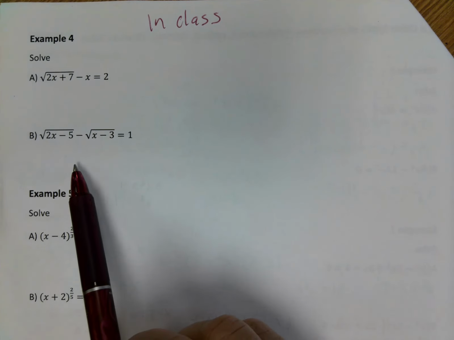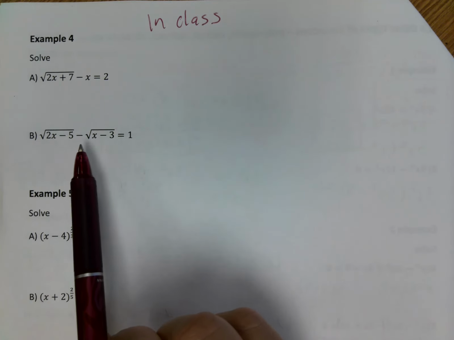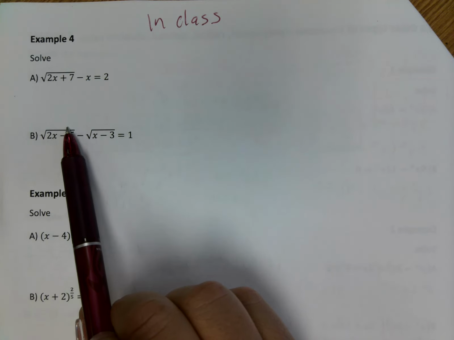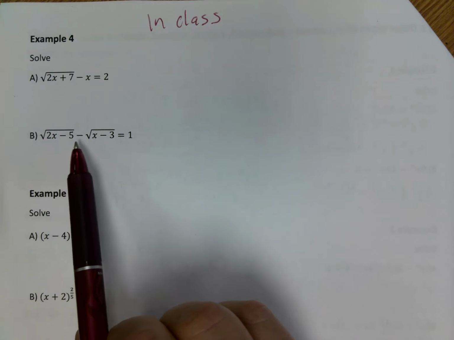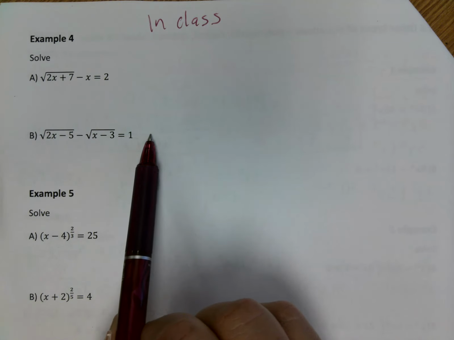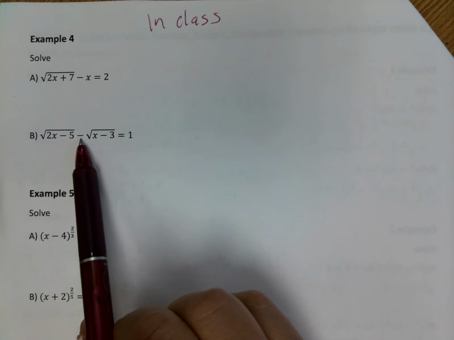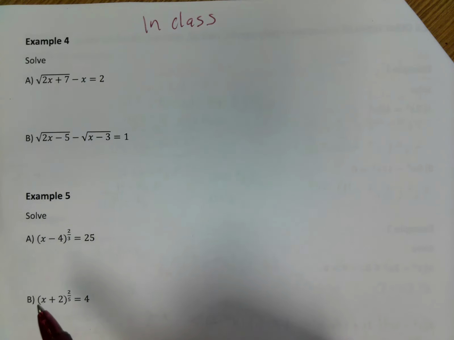So when the problem looks like this, you have to make sure to try to get the square root with the x by itself. Now, in this case, because there are two square root x's, I'm just going to move this one over. Why am I moving this one over? Because it's negative. So that's the reason I'm going to be moving that one over.